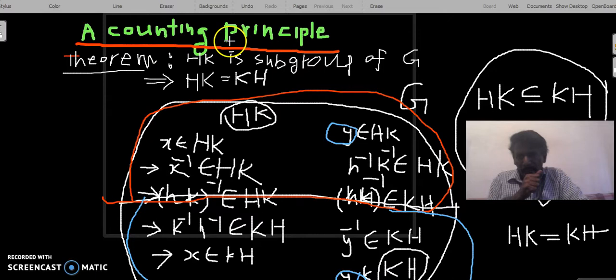Now this is the first theorem in the counting principle. What does the theorem say? HK is a subgroup of G if and only if the left coset is equal to the right coset with H and K, that is, HK equals KH. That's what we have to prove. So let us prove that now.